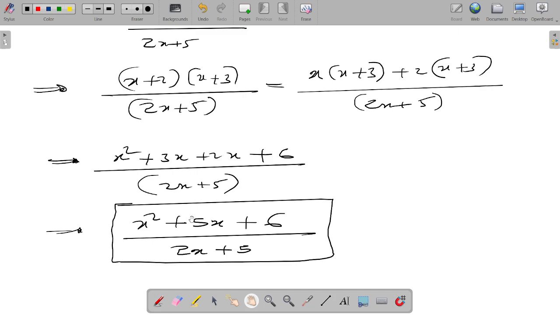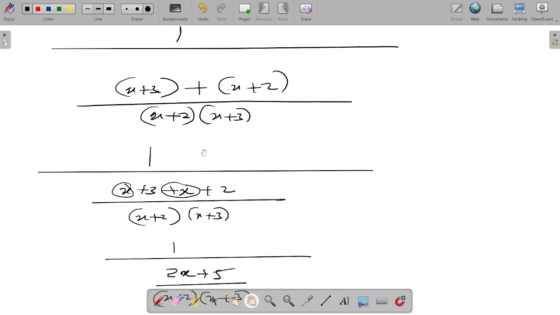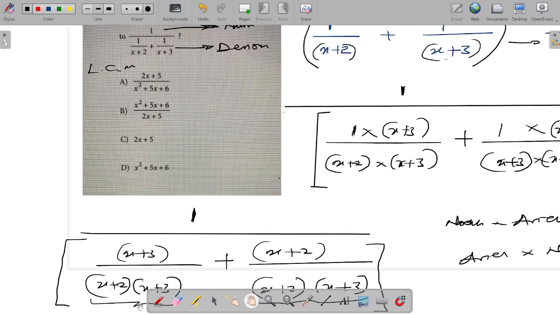So I'm going to check the options and see which of the options is actually equivalent to this. And I think that is option B. Can you see that? That is option B. So option B is correct, which is x squared plus 5x plus 6, then divided by 2x plus 5.